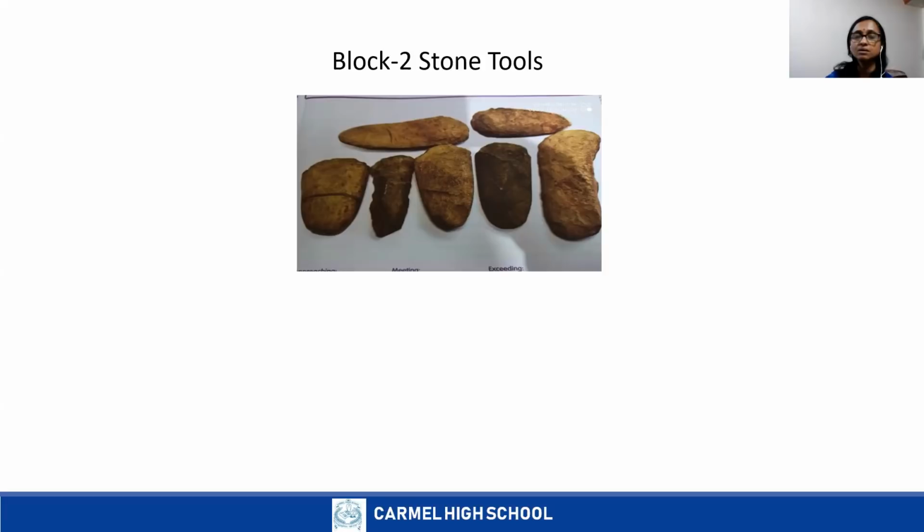Now, they named these different time periods in history. This period is divided into the Paleolithic age, Mesolithic age, Neolithic age, Chalcolithic age, and Iron Age. Here we are going to discuss the Paleolithic age and the Mesolithic age.